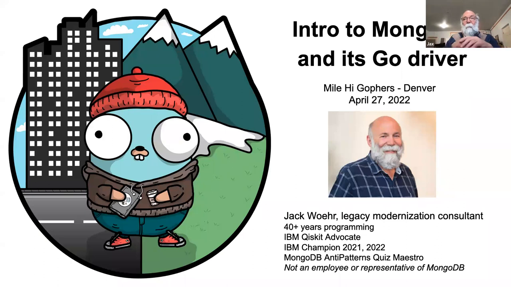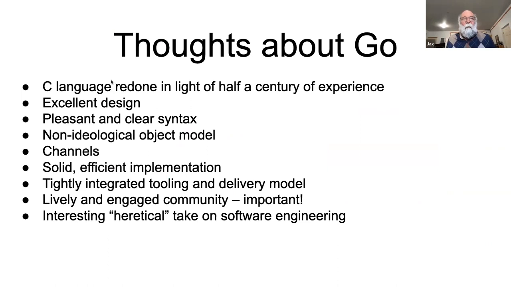I am not representing IBM here, and I'm not representing Absolute Performance Incorporated. It's just Jack talking. I appreciate Go very much. I see it as sort of the C language redone in the light of half a century of experience. It's got an excellent design, a pleasant and clear syntax, a non-ideological object model. You have the guts of the object and it's laying there on the table in front of you.